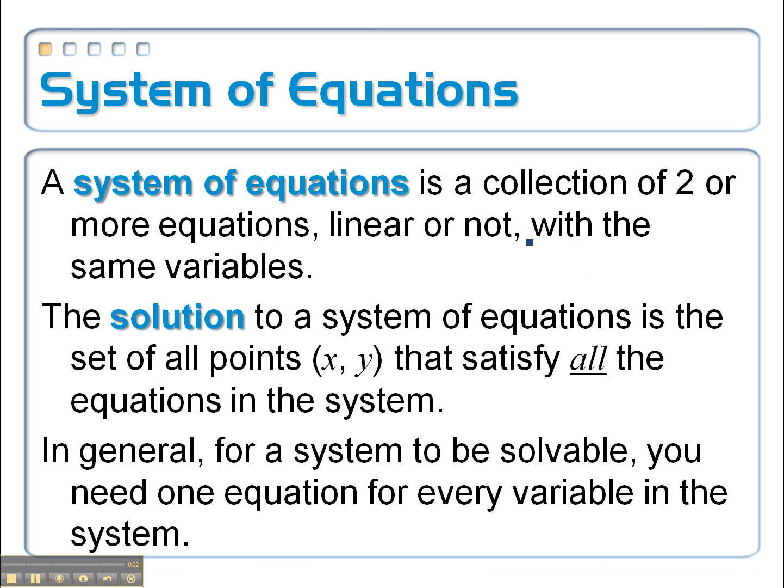Alright, next we got systems of equations. Systems of equations means that you got two or more equations that all have the same variables, and the solution is a set of points. Like if you've got x's and y's, the set of all those points make all the equations true. If you've got two equations, you need two variables. If you got three equations, you need three variables.